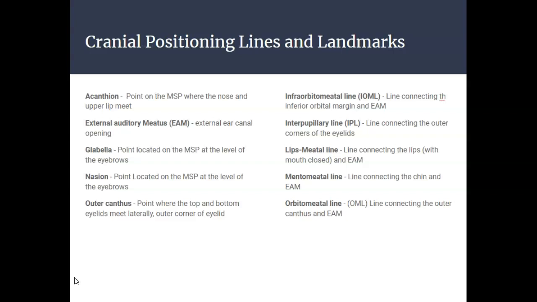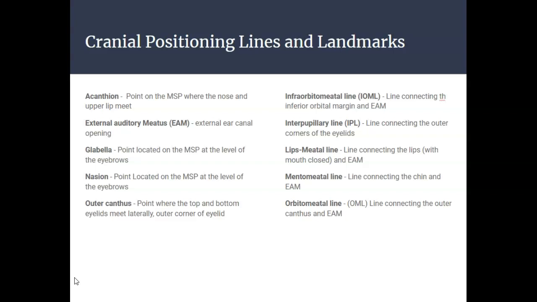The nasion is on the mid-sagittal plane at the level of the eyes. It's the depression at the bridge of the nose. The outer canthus is where the top and the bottom eyelids meet laterally, or the outer corner of the eye.